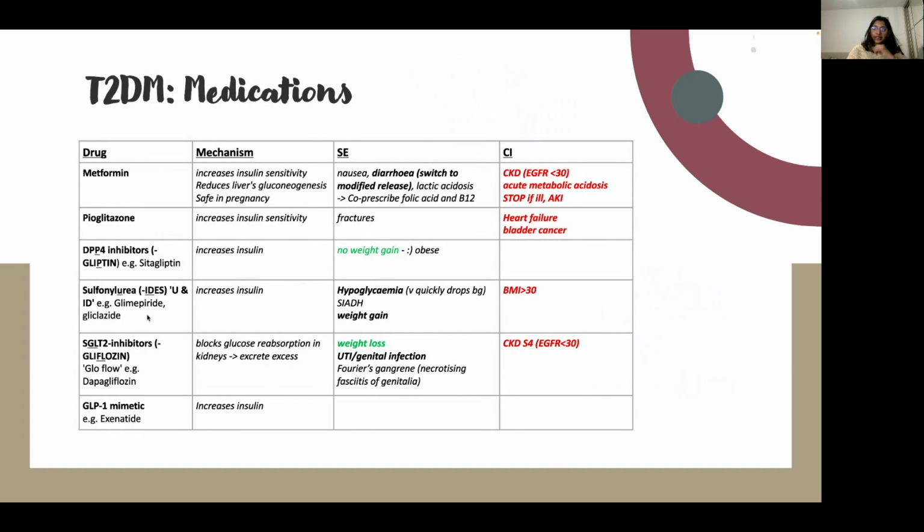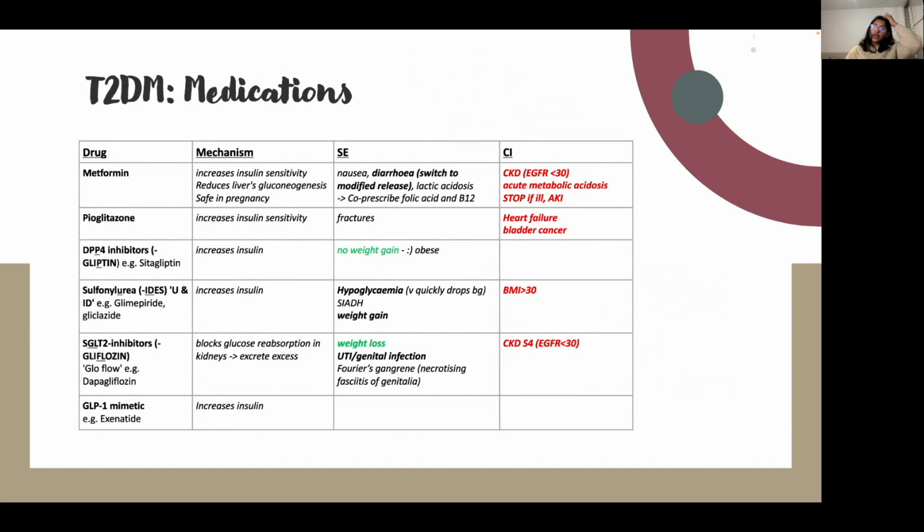Sulfonylureas, so these end in I, so glimepiride, gliclazide, and I used to remember this as U and I. So yeah, you can see that U and I. And this also increases your insulin. A common side effect of it is that it works really quickly to drop your blood glucose. So it's really dramatic. I used to remember it as a really dramatic relationship where everything changes really quickly. So your blood sugar drops very quickly.